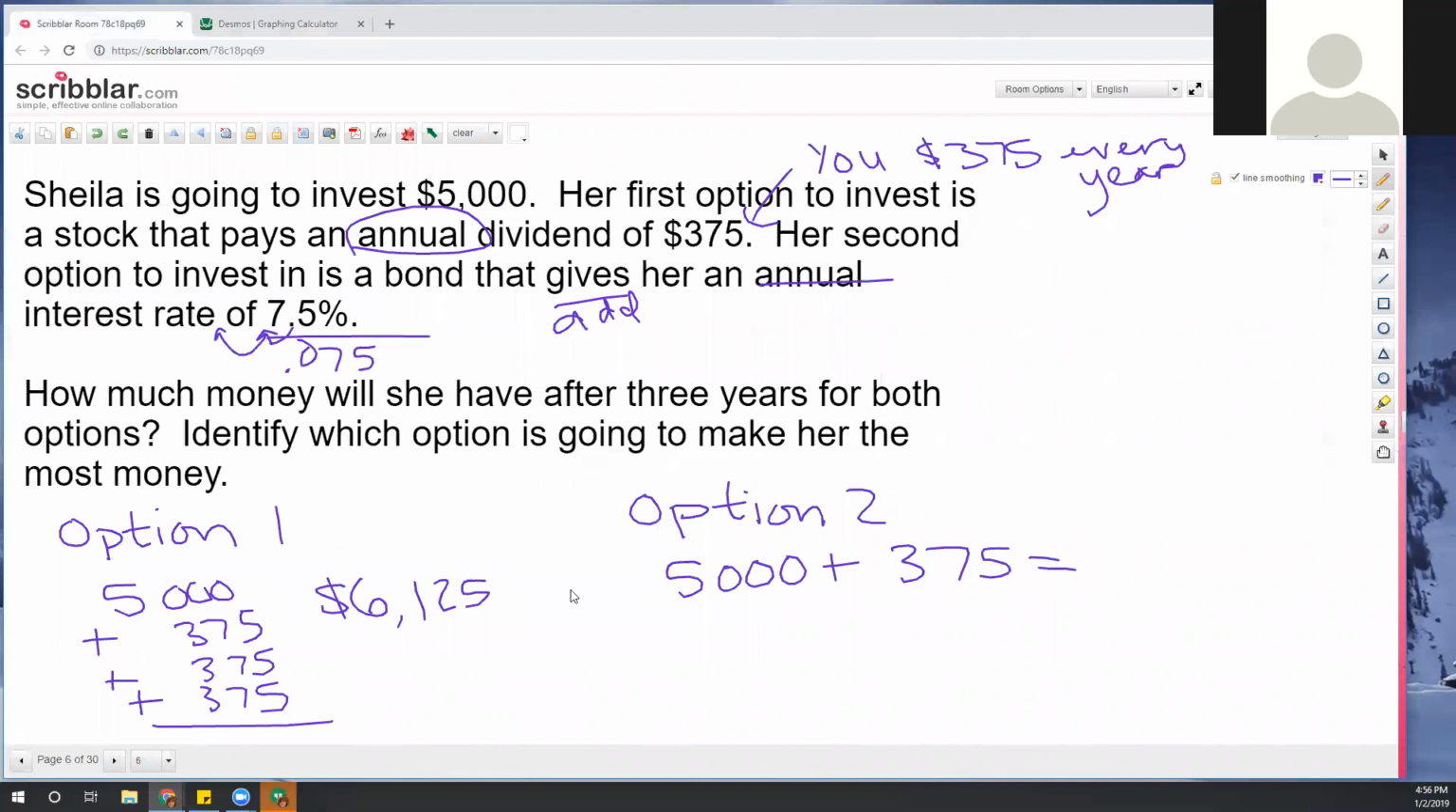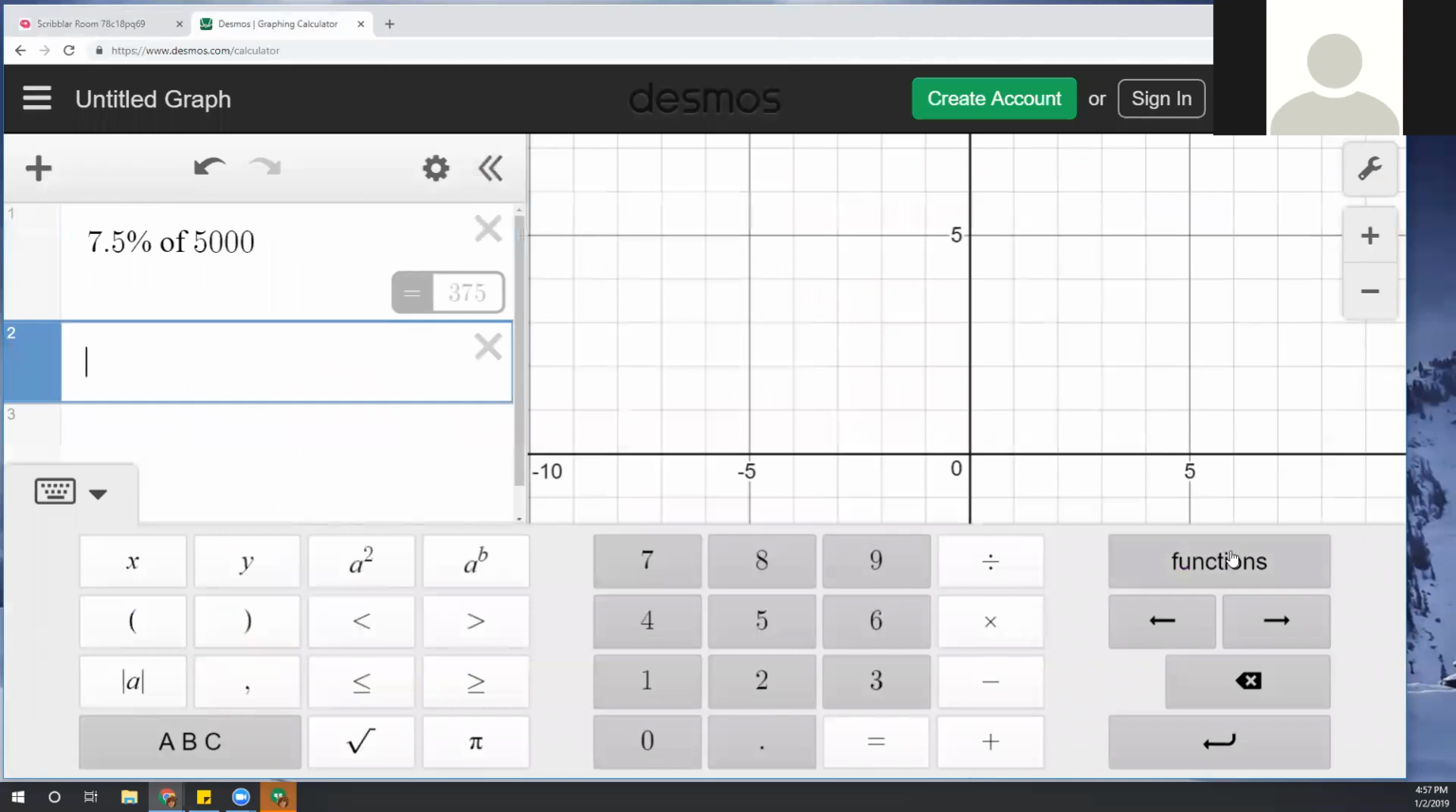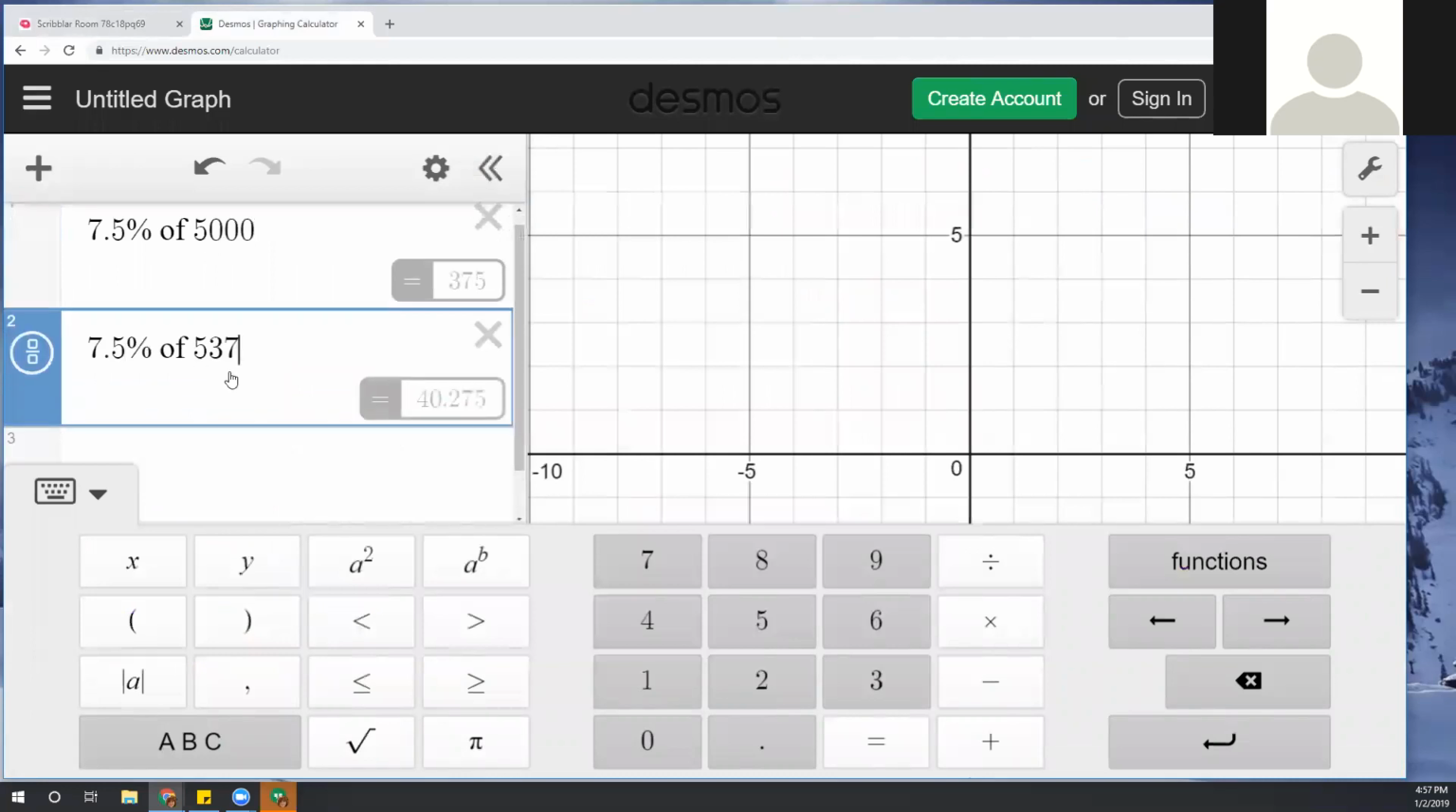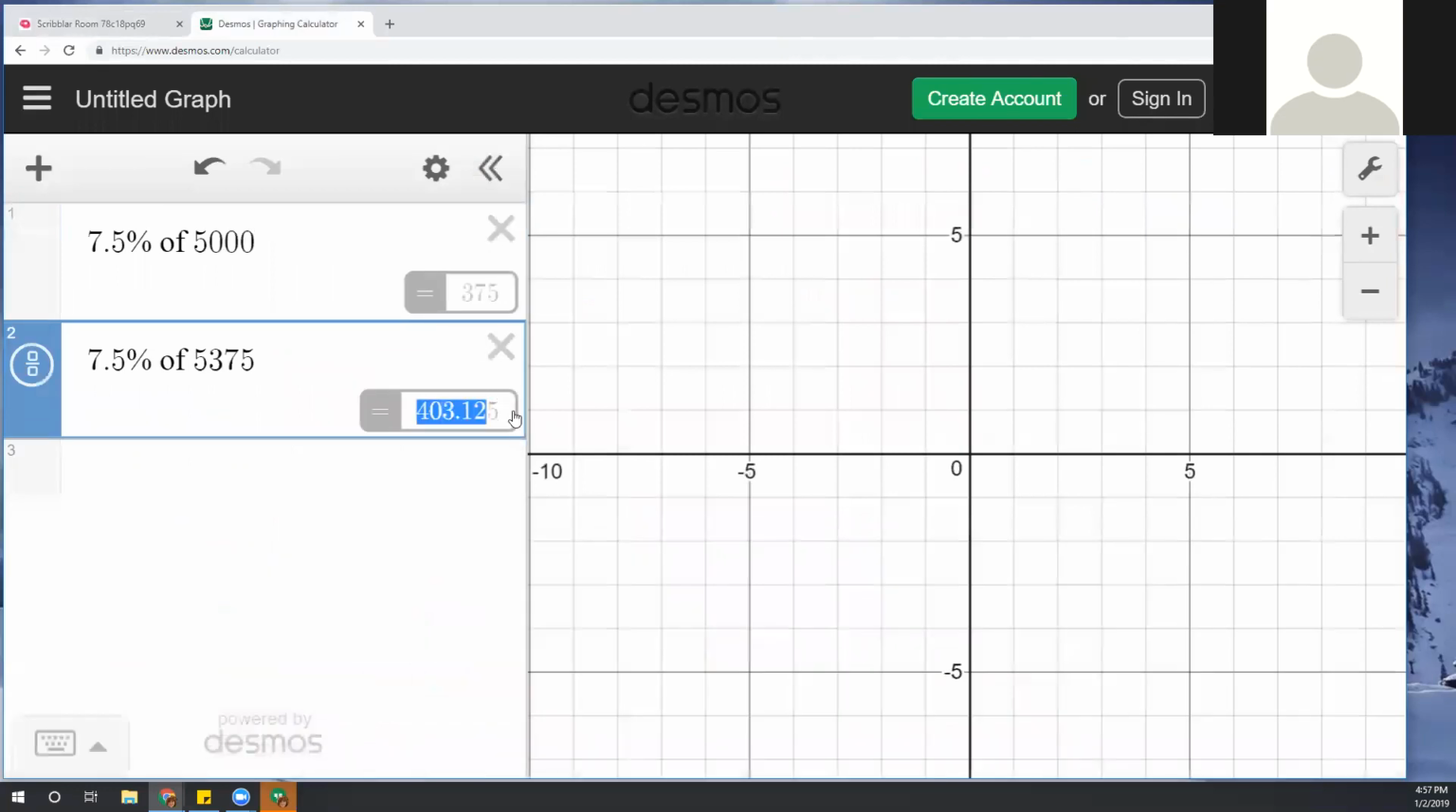So after the first year, we're going to end up with $5,375. So the second year, we're starting with that amount, and we've got to figure out a new percentage. We're going to have to do our percentage again, but with our new number. We're going to use that percentage button one more time. 5375 this time, and now notice it's different.